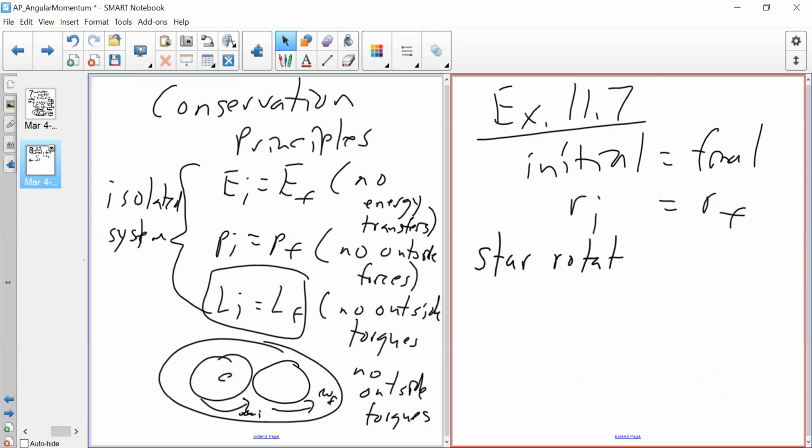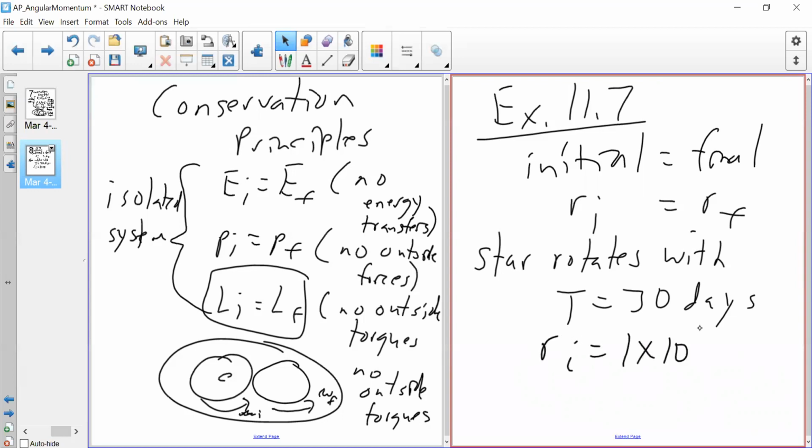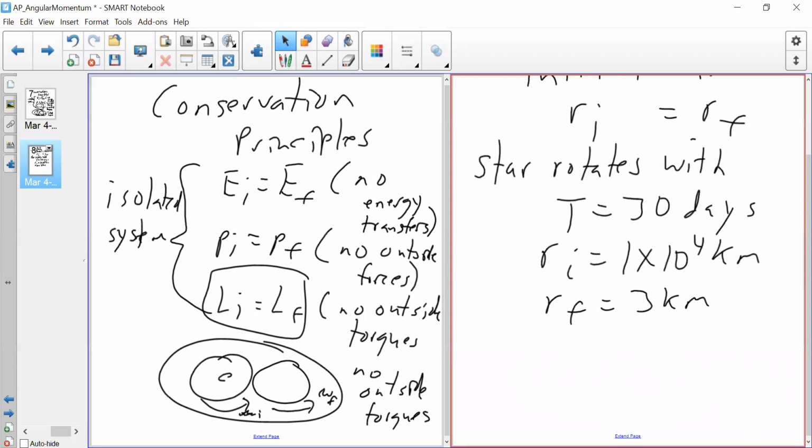Okay, so this star rotates with a period T of 30 days. Just repeating what's there, a little commentary. So the initial radius is 1 times 10 to the 4th kilometers. Final radius is 3 kilometers. So again, step 1. This star is spinning in 2 states, 2 radii. First radius, initial angular momentum. Second radius, final angular momentum.